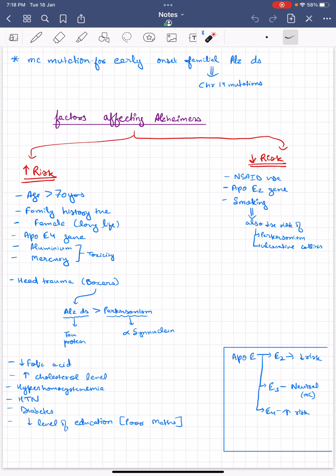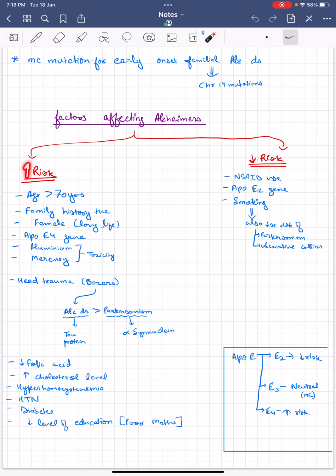Now the factors affecting Alzheimer's: there are some things that can increase the risk of Alzheimer's and some things that can decrease its risk. From the back of my memory, NSAIDs reduce Alzheimer's disease risk. NSAID use will decrease its risk. Smoking is also said to decrease risk in Parkinson's and ulcerative colitis. ApoE2 gene.